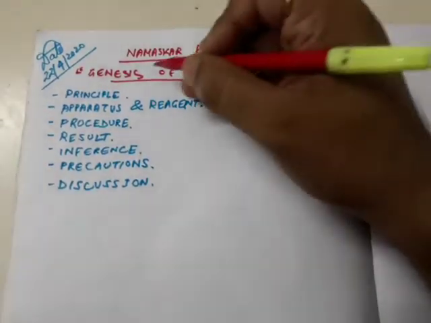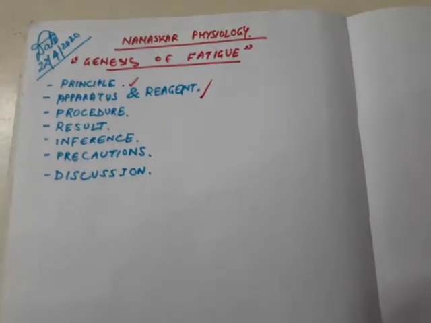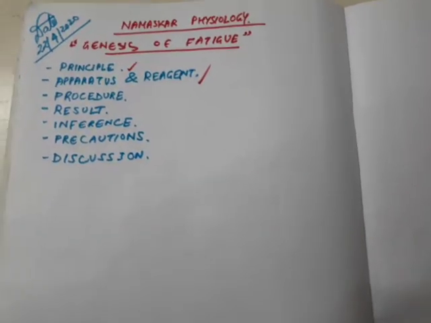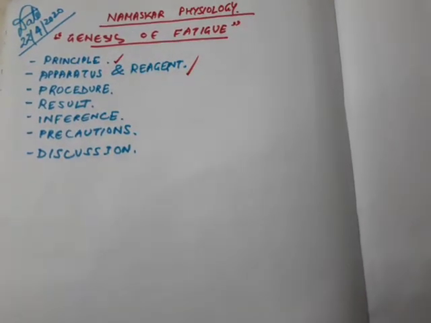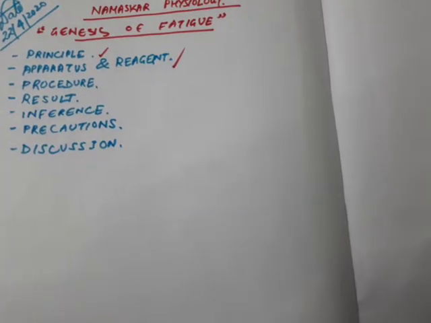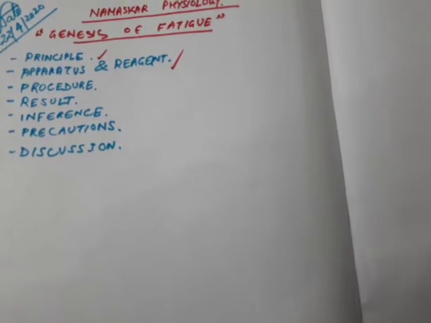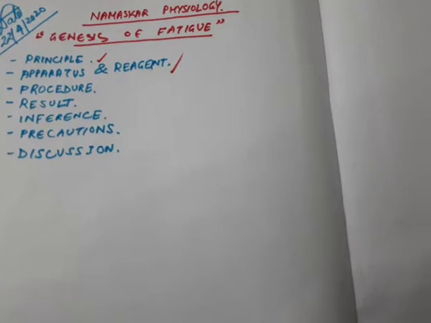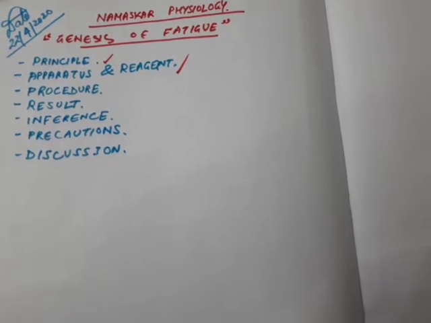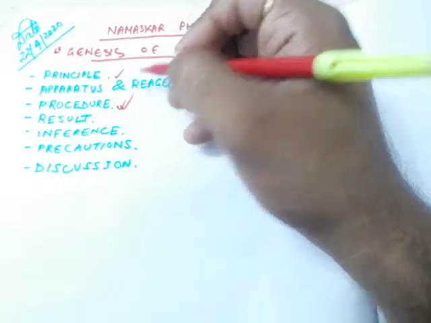Now the principle we have discussed very shortly. Apparatus and reagent: like every curve, we need a nerve muscle preparation. We need the other apparatus as for simple muscle curves, such as a drum kymograph, a tap key, a myograph stand, myograph board, pins, and other things. And for reagent, we need Ringer's solution, or amphibian Ringer's solution. Now, without any further ado, let's start with the procedure.